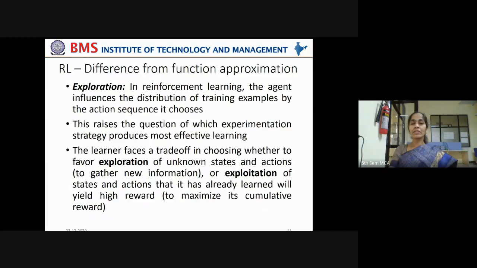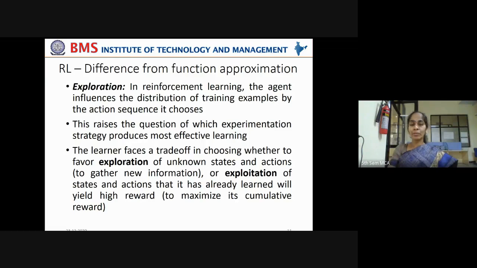And another difference is exploration. In the reinforcement learning case, we have two choices: one is exploration and the other is exploitation. If the agent takes decisions by using its previously learned values, then it is called exploitation, learning by exploitation.